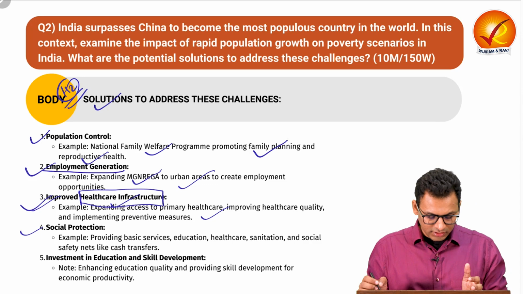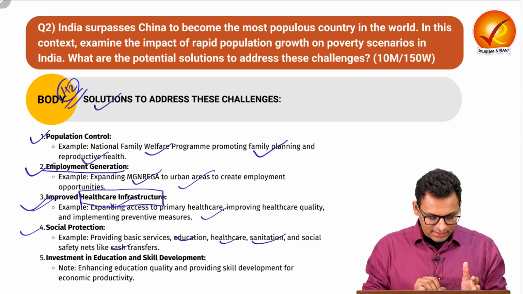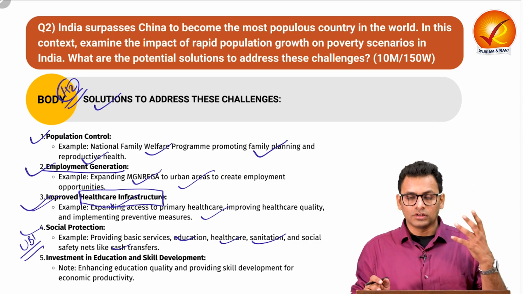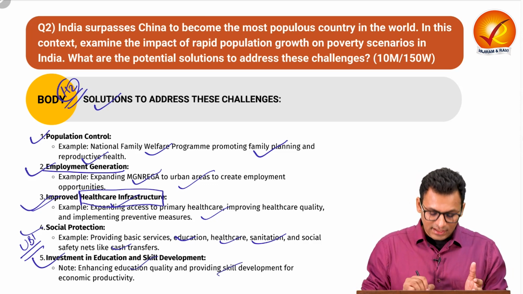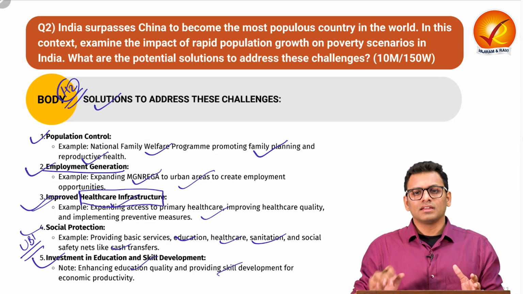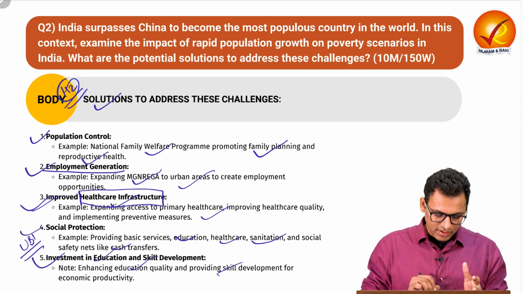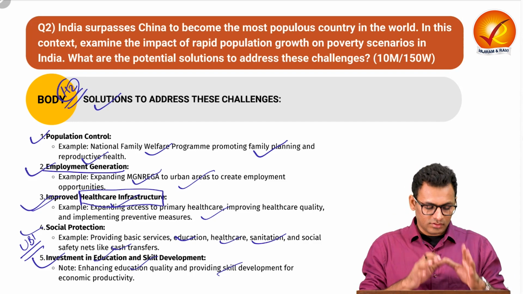The next is social protection. Over here, we are talking about education, healthcare, sanitation, etc. You can cite universal basic income as well for this kind of point. And lastly is investment in education and skill development. We do understand that if we want to make sure that population growth is translated into quality human resource, we have to ensure investment in education and skill development. So these are the kind of solutions that you can write for this heading.